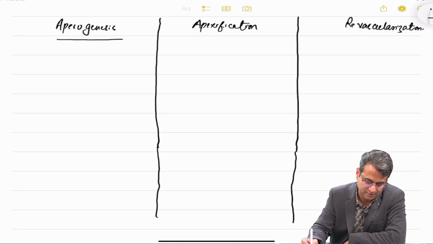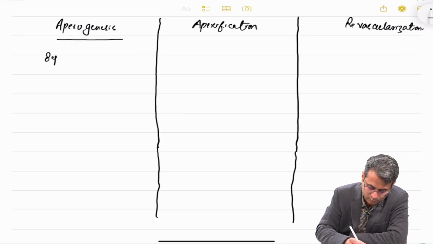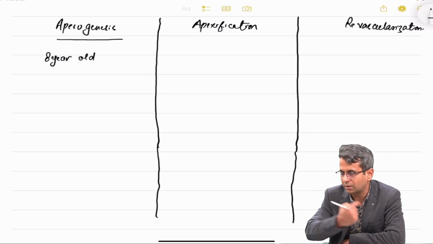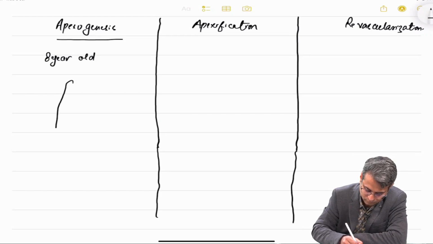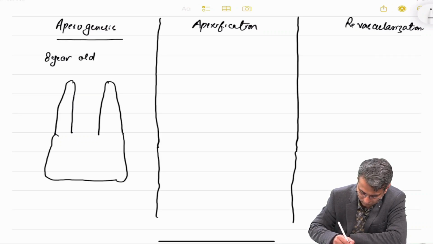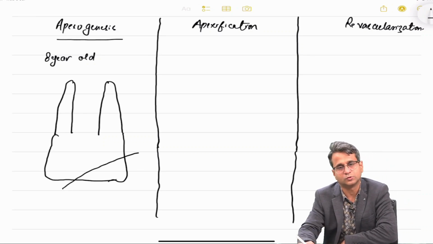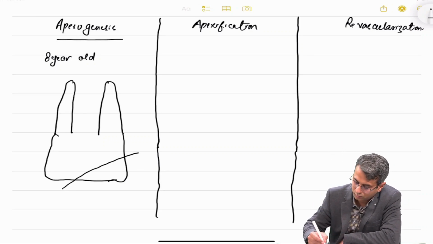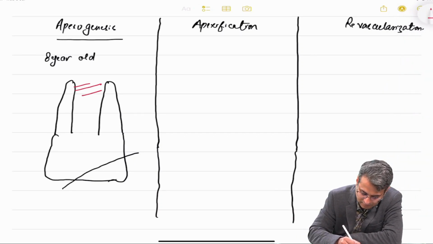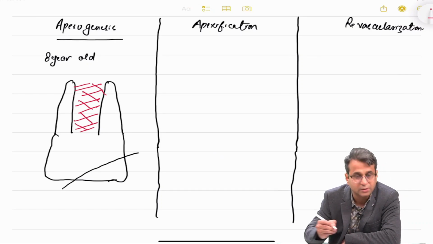So consider an 8-year-old boy, central incisor, history of trauma, pulp exposed. So trauma, pulp exposure is there. Now, what is the thing? The thing is that the pulp is still there, that the vital pulp is still there.